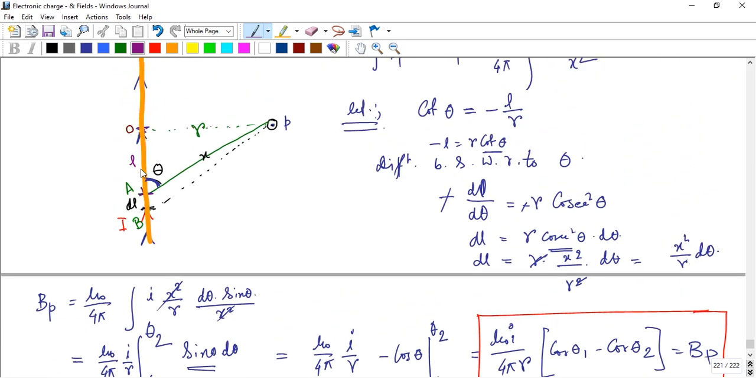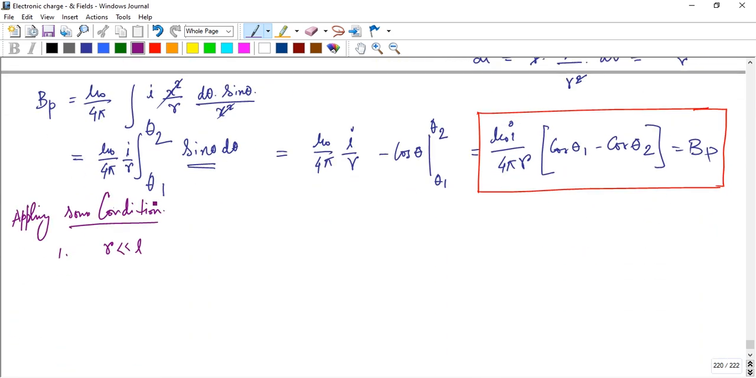Here, if R is much less than L, so the point P almost overlaps with that line, the conductor line. If that portion is true, the starting point is 0, so theta 1 is 0 degree, and the opposite end, theta 2, is pi, 180 degree. So suppose these overlap.